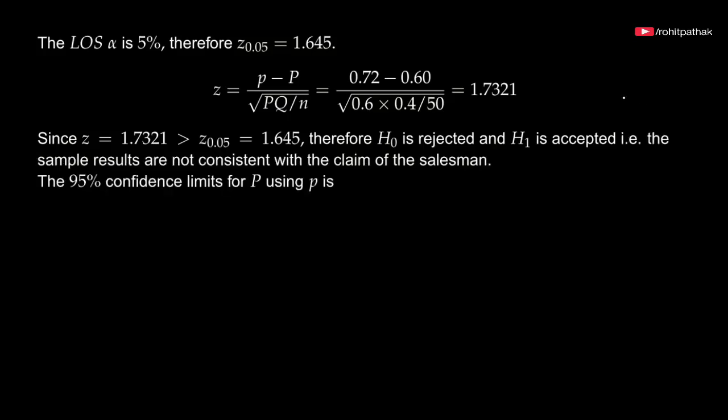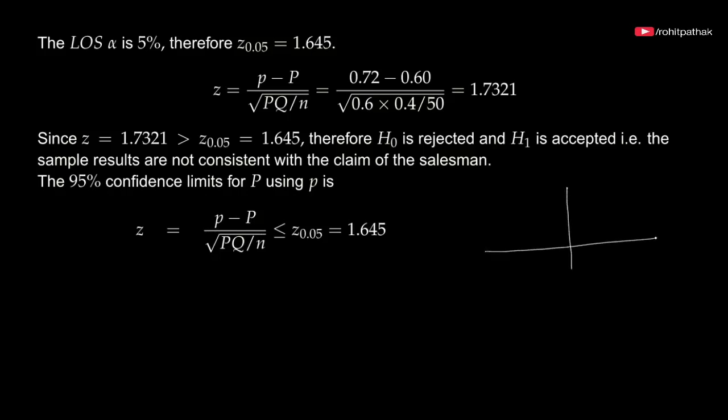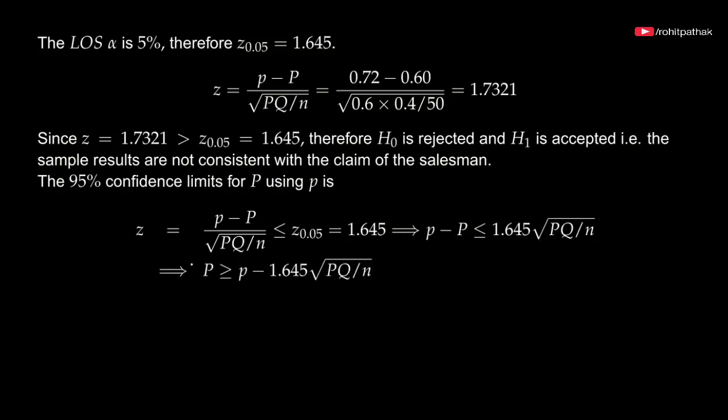Now what must be the true claim? So we can find 95% confidence limits for P using this. For the claim to be true, or H0 to be accepted, this Z must be less than 1.645. This is Z alpha. So this Z must be less than Z alpha so that H0 is true. Using this equation, we find that P minus p is less than or equal to 1.645 times root PQ by N. So here P must be greater than p minus 1.645 times root PQ by N. Solving this, we find that P must be at least 0.6060, but it was 0.60 only.